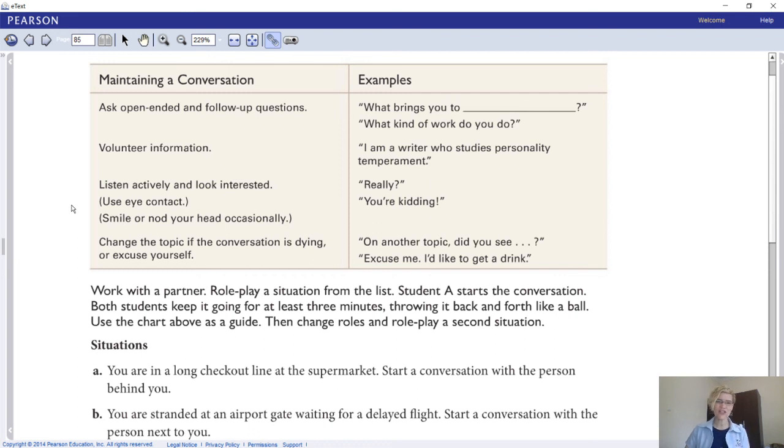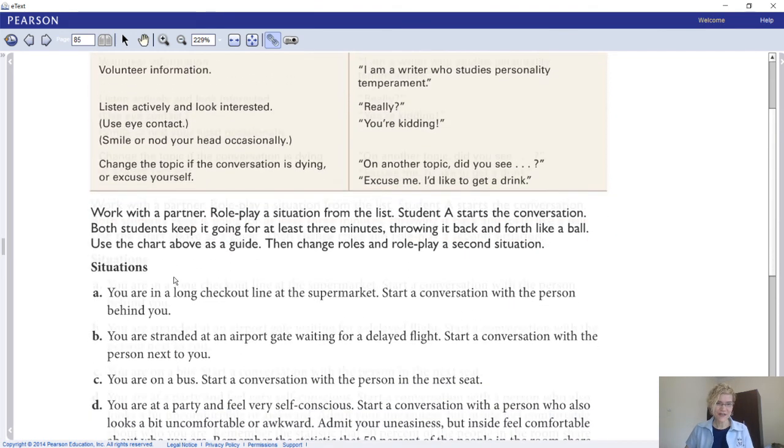You're engaging. Or you change the topic if the conversation is dying, or excuse yourself. For instance, you say, "Oh, wait, on another topic, did you see...?" Or you say, "Excuse me, I'd like to get a drink." And then you're still polite, you know?